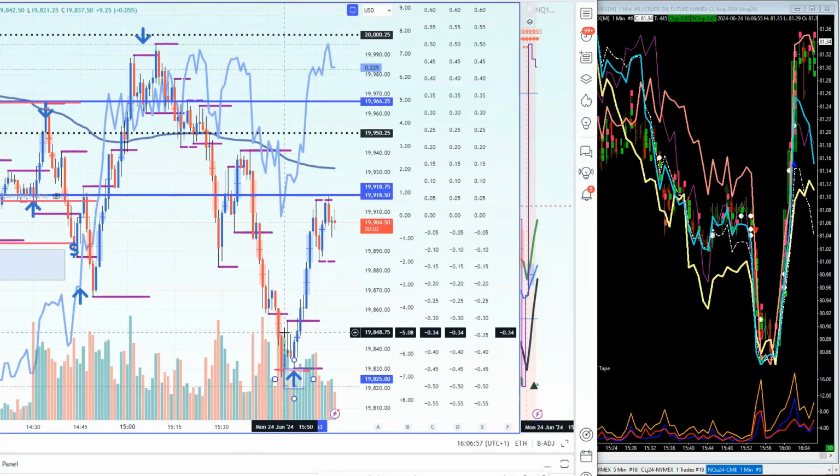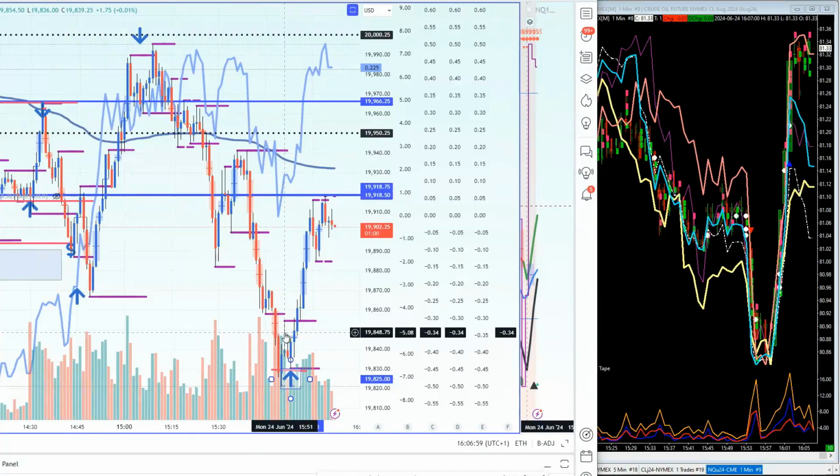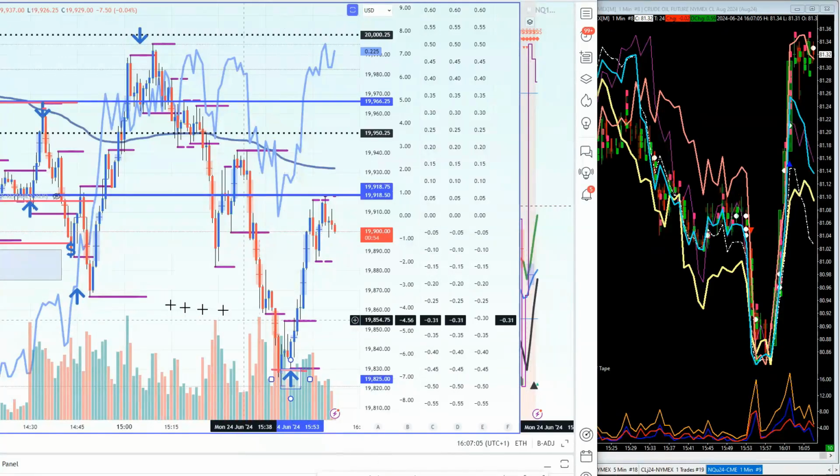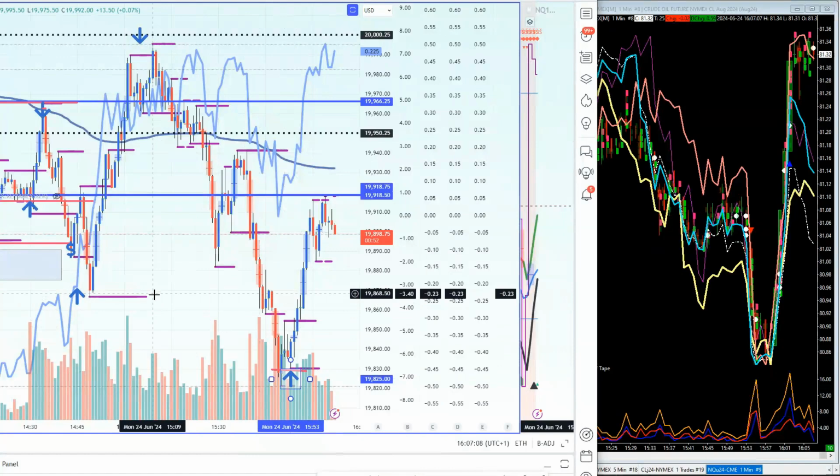Look at that, guys. Look at that. Does not get any better than that as a value narrative. That is stunning. And obviously, all we've done is we've just swept the bottom edge liquidity.